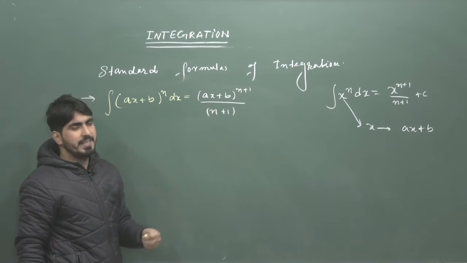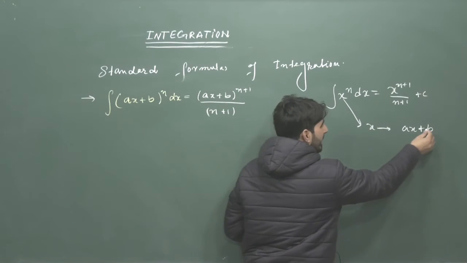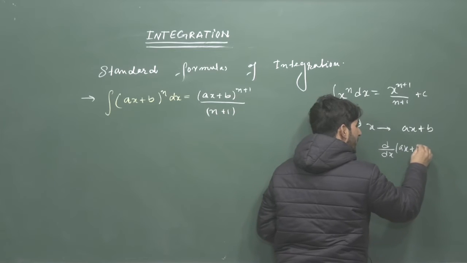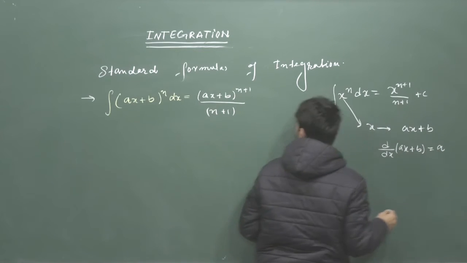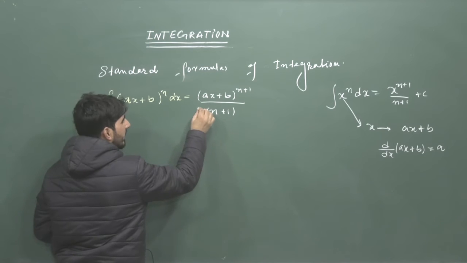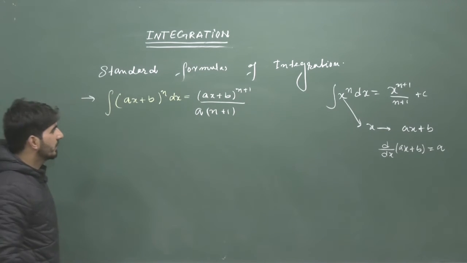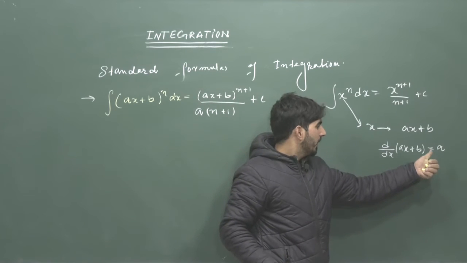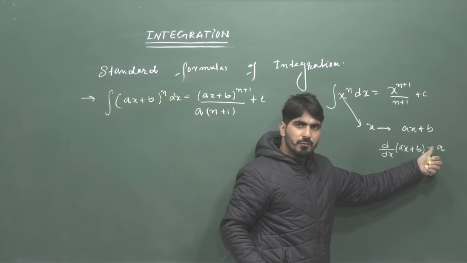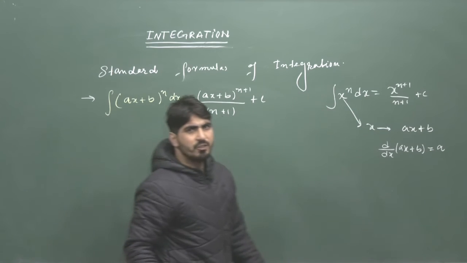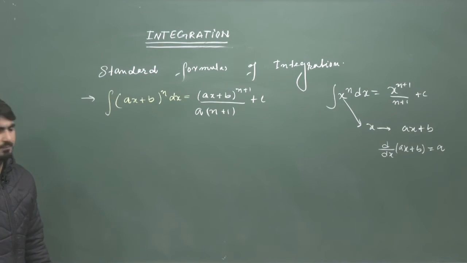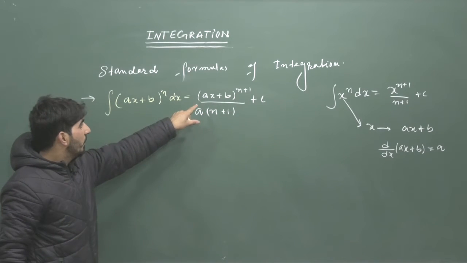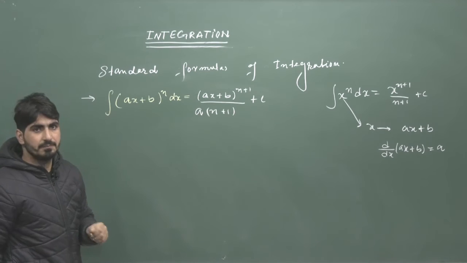into internal differentiation of ax plus b. So we know that differentiation of ax plus b is a. So put this a in denominator plus c. Why? This concept we will learn by the second topic, that is integration by substitution. Why this a is put in denominator?